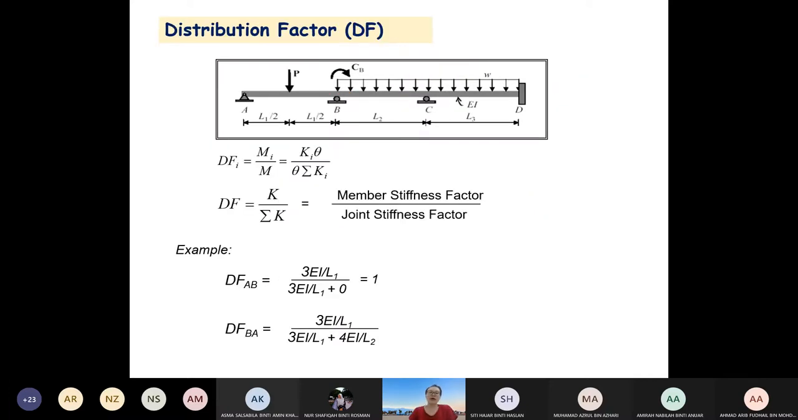Okay, so now we have learned member stiffness factor and joint stiffness factor. Actually, those factors are for us to determine the distribution factor. If you know that very well, you can directly write your distribution factor using this equation. You don't need to determine so many phases, because your aim is to determine the distribution factor. What is the distribution factor? It is the member stiffness factor divided by the joint stiffness factor.